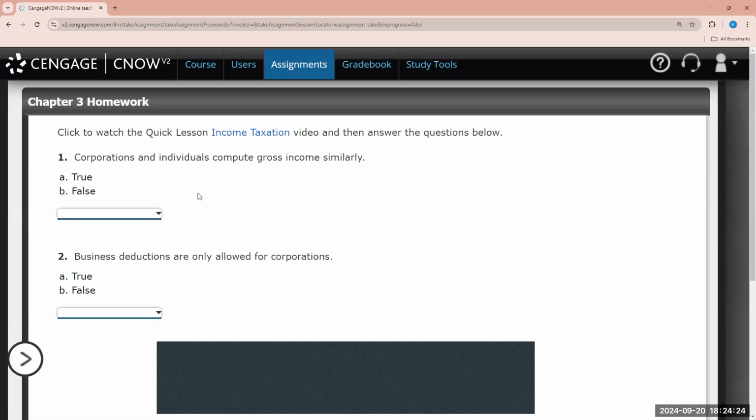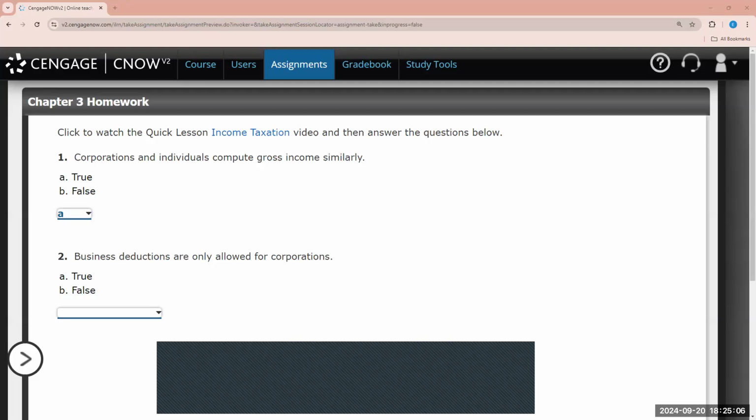Here it asks us to watch a quick lesson for the income taxation video and answer the questions below, but we'll look at the question. It states, corporations and individuals compute gross income similarly. So this is true, right? Even though there are some differences between corporations and individuals, there are a lot of similarities that need to be accounted for. The gross income of a corporation and an individual includes compensation for services rendered, business income, and gains from selling property. It's essentially similar. Any non-taxable exchange treatment is considered similar.